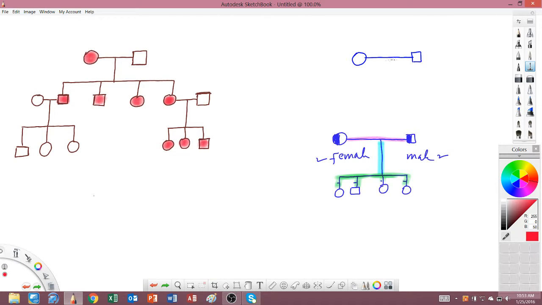But let's do something different. If you have a straight line that then splits, this is monozygotic twins, identical twins. I don't think you'll ever see twins on the exam, but as long as you know what is marriage and what are children, who's the child of whom, male, female, and affected, non-affected, carrier. That's what's important.